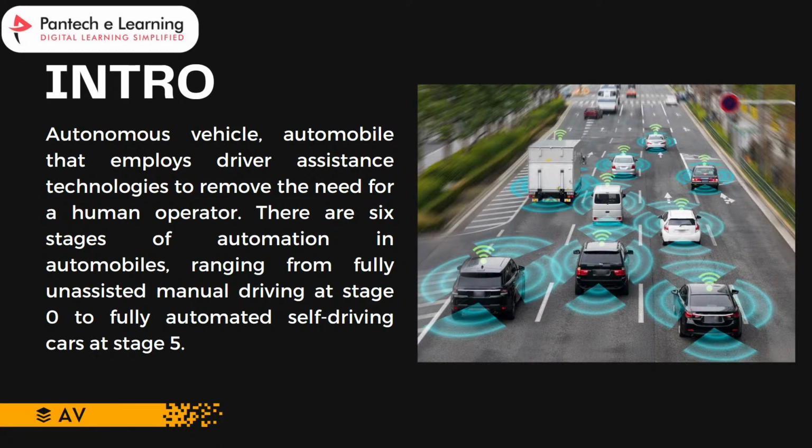Okay. So basically, autonomous cars or other vehicles use advanced technology to drive themselves without needing a human driver. So instead of manual control, an autonomous vehicle can navigate, sense its surroundings and make driving decisions.